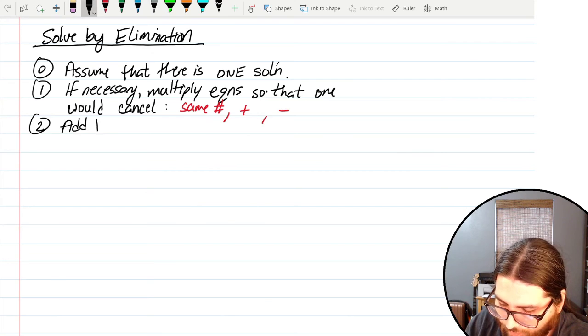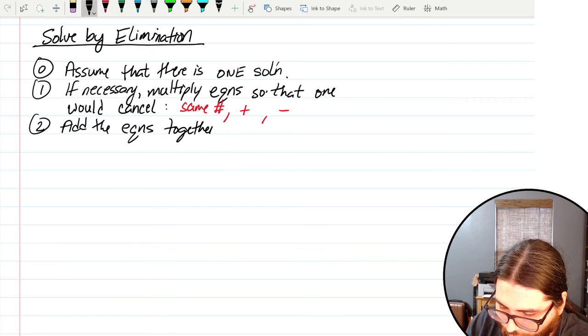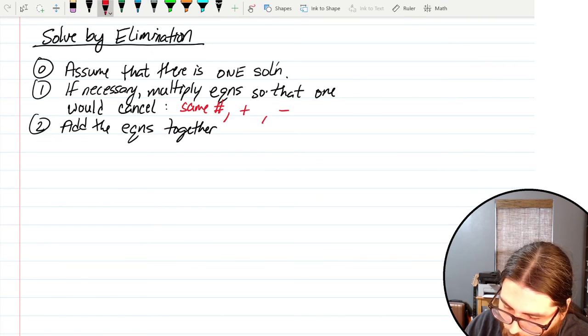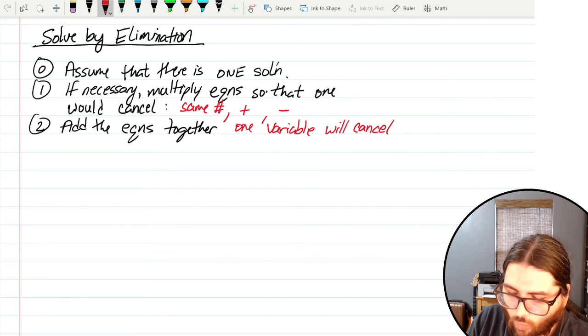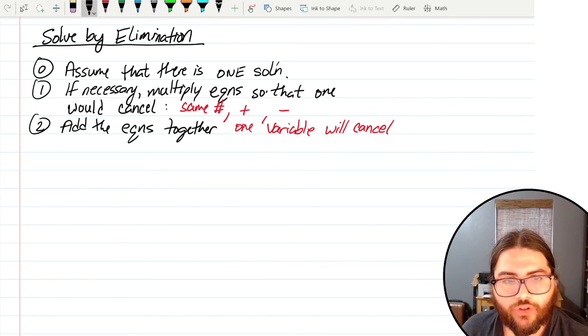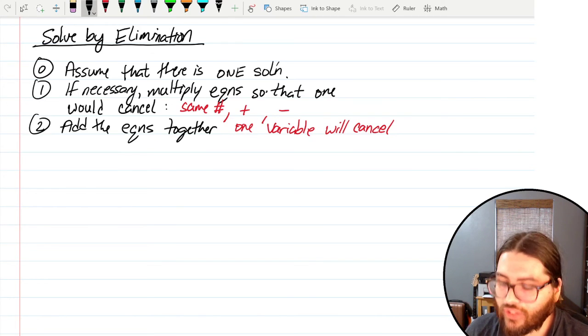Step 2, add the equations together. One will cancel. One variable will cancel. If you did your step 1 correctly, one variable will cancel out whenever you do step 2. Add those equations together.